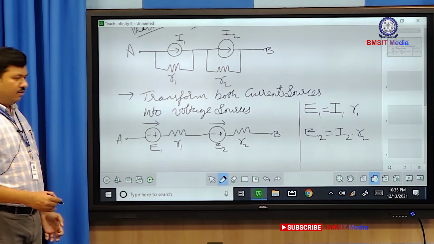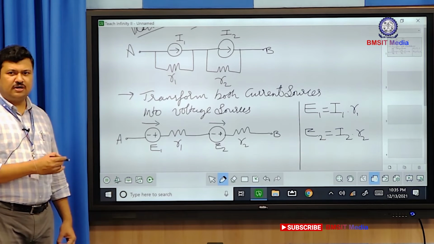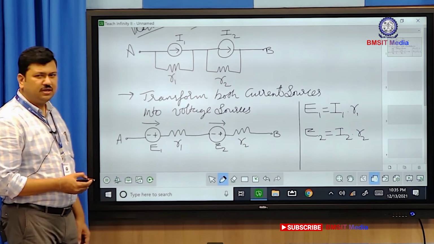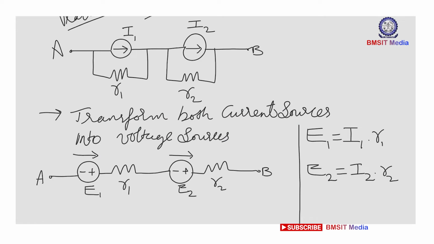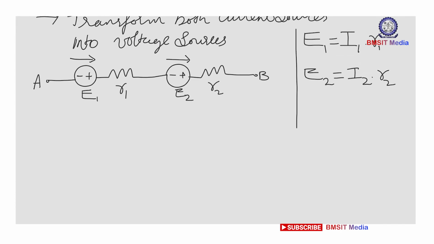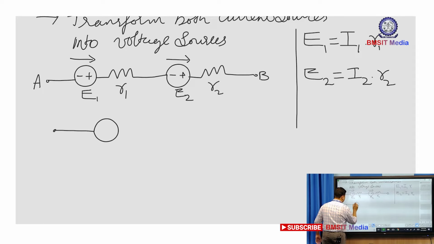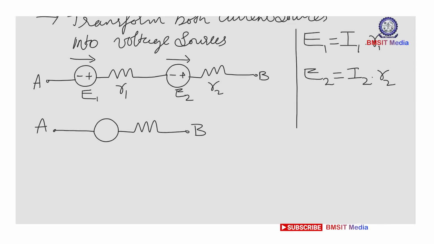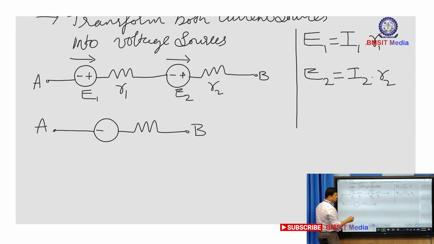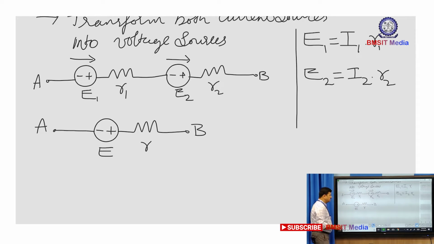Okay. Now, when two voltage sources are connected in series, I can very easily get the equivalent of those two sources. I can get the equivalent between A and B represented by a single voltage source and a single resistance. Okay. So the direction of both the voltage sources are in the same direction. So the resultant will be in the direction of both E1 and E2. Let me call this resultant voltage E, and the resultant resistance R.